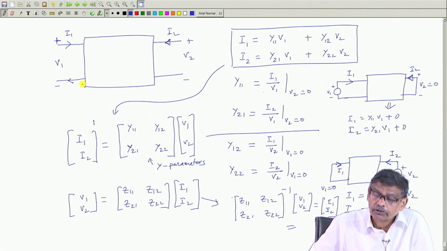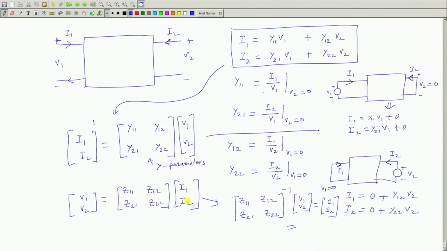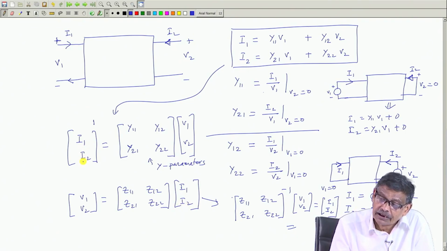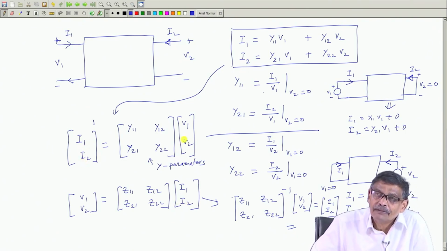Then it is possible to express input and output port voltages as a function of input and output port currents, or vice versa: input and output port currents can also be expressed in terms of voltages. There are other ways, for example H parameters, hybrid parameters, are also possible. Those things I will discuss in the next class. Thank you.